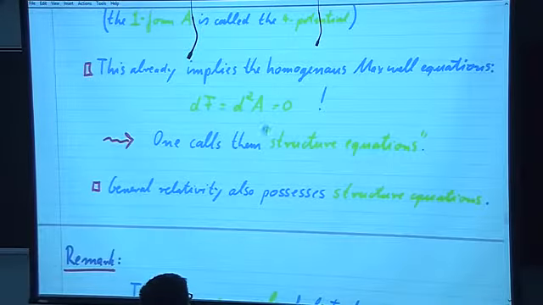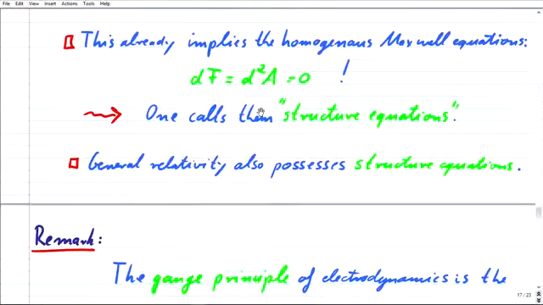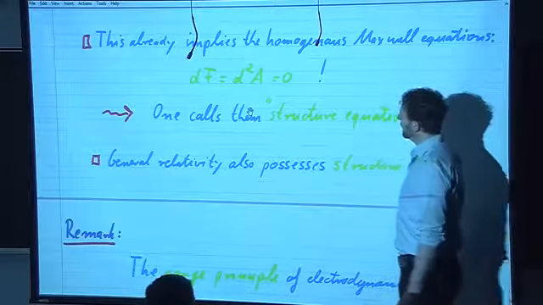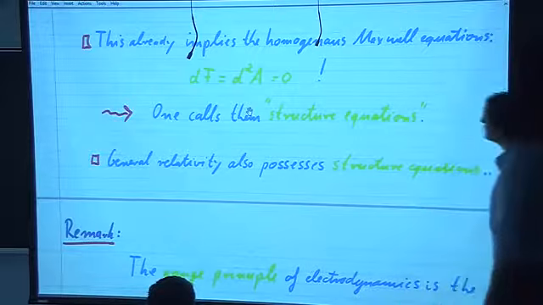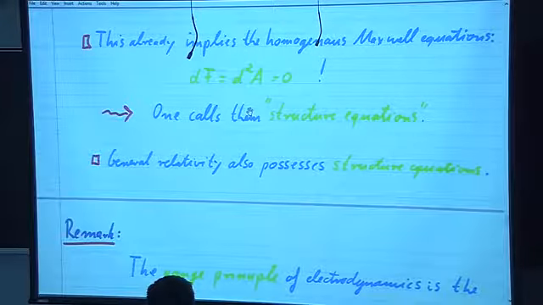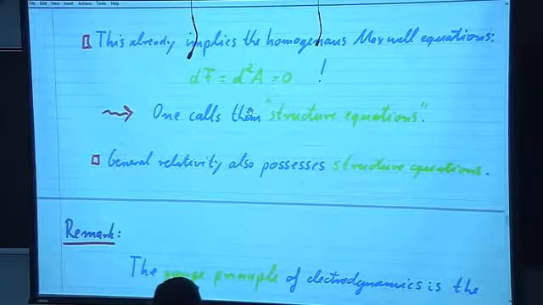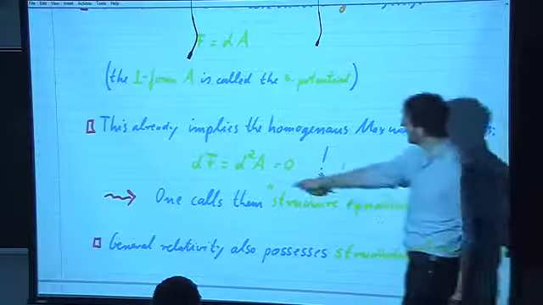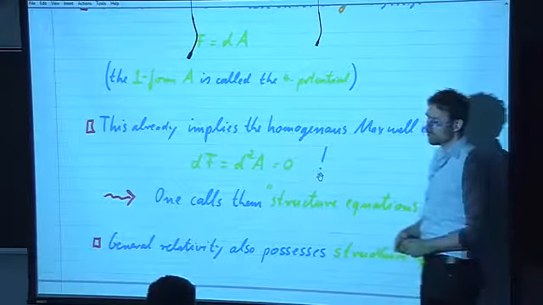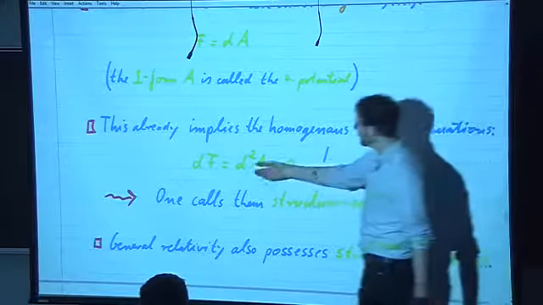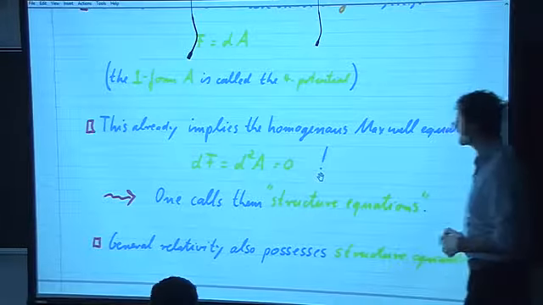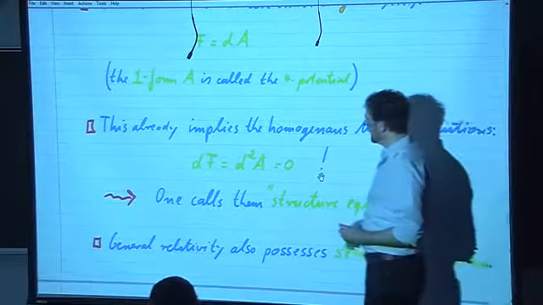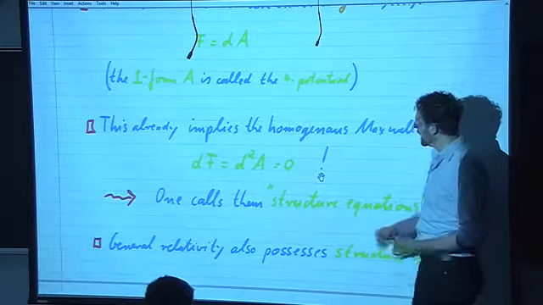We already discussed that because df is equal to 0, we have d squared of A is also 0. Now, one calls the homogeneous Maxwell equations also structure equations. You see, this equation here, that d squared of A is equal to 0, which is this equation that df is equal to 0, expresses in a sense something trivial, right?